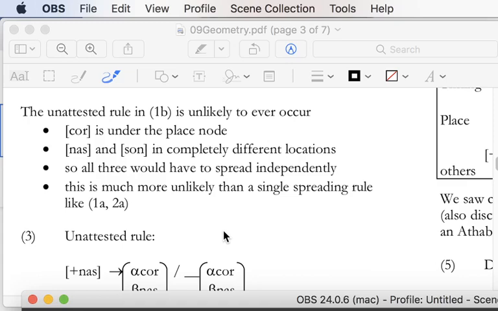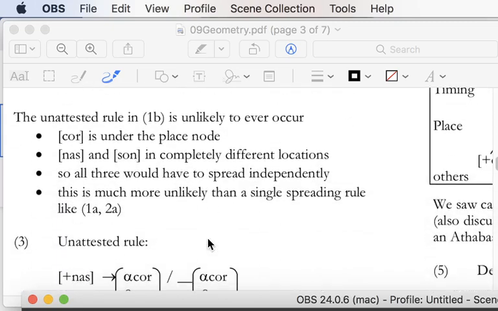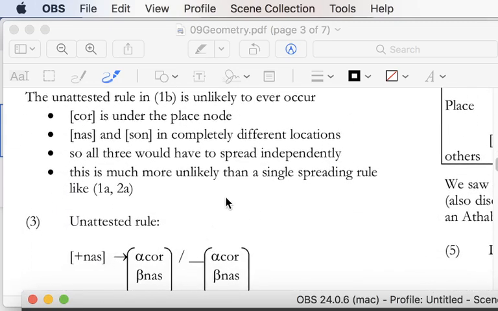There'd have to be 3 separate rules that just so happen to spread each one of these features in exactly the same places in some language. And that is very, very unlikely. It's much less likely to occur than a single spreading rule, which is all that you need to get place assimilation. Because they're not in the same constituent, they're never going to spread together. That's what coronal, nasal, and sonorant are like in this theory.